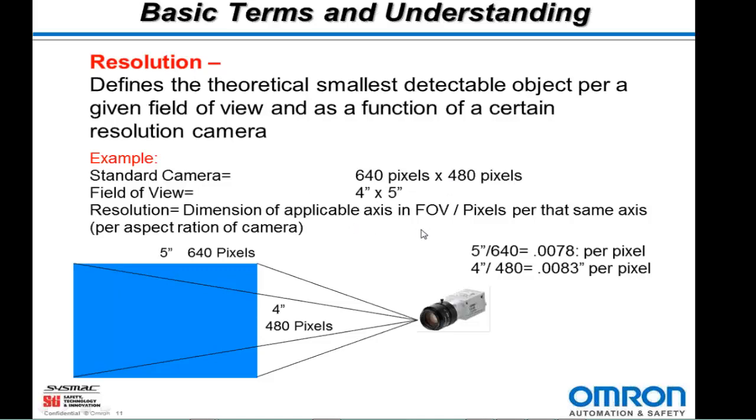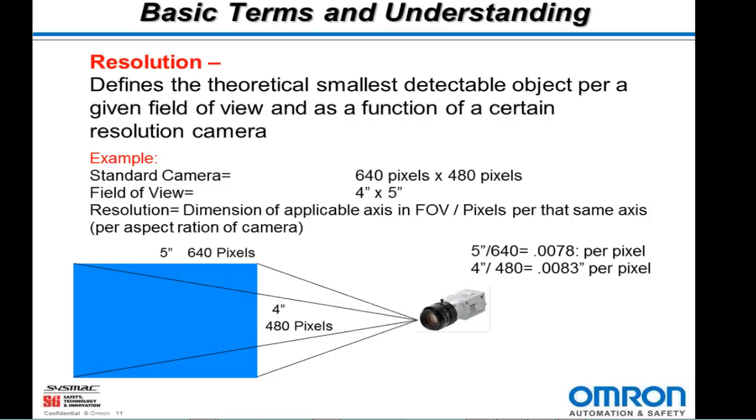So the resolution is basically dividing some dimension by the associated axis of pixels, depending on the aspect ratio of the camera, or more simply, which way you have it turned, right? So in this case, if we turn our camera in the direction of the 640 pixels across the 5-inch axis, we end up with 0.0078 inches per pixel. And then in the case of the 4-inch, you can see it's 0.0083. So is this our minimal detectable resolution? Yes. Is this the minimum stable detectable resolution? No.